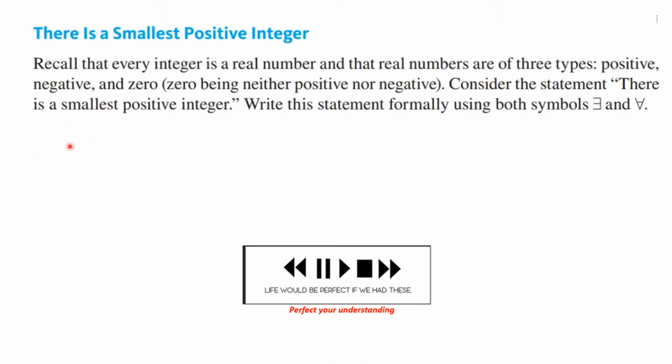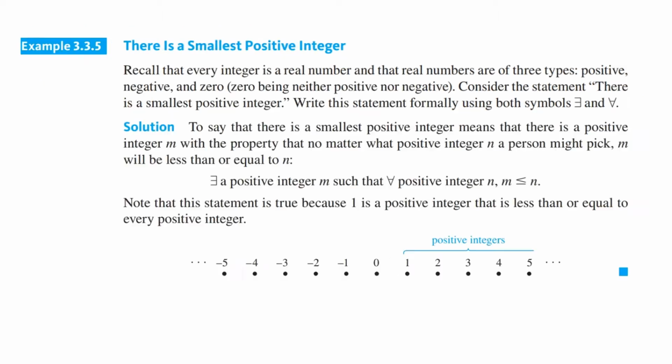When last we left off, you were working on this problem. Maybe you finished it, maybe you didn't, but you were to write a statement formally using these symbols. The statement you were trying to write formally was, there is a smallest positive integer. Maybe you did it already, but if not, I'll give you some time now. You know what to do. Let's see how you did.